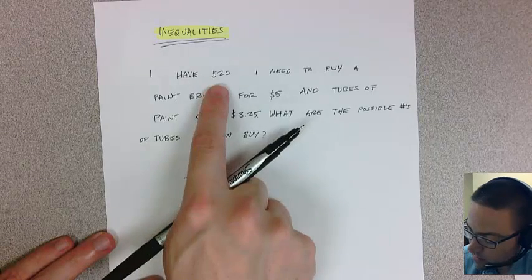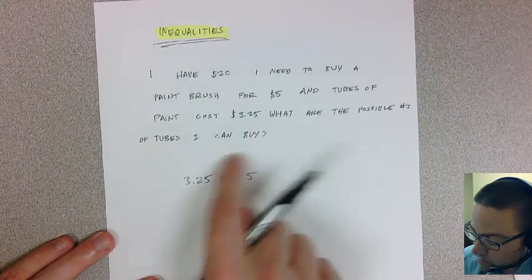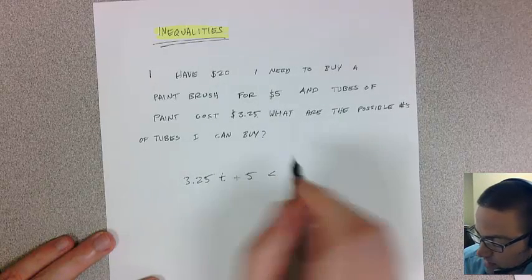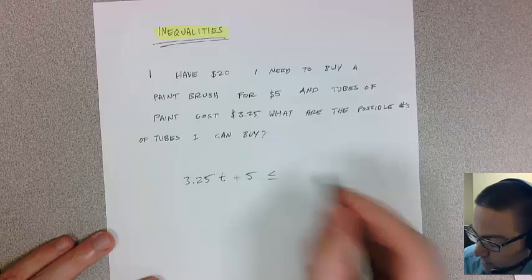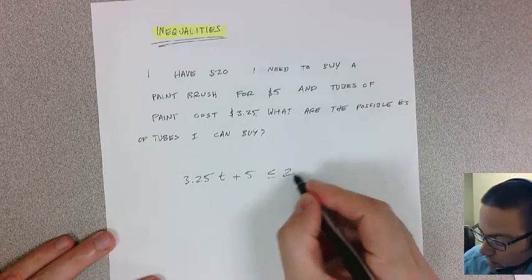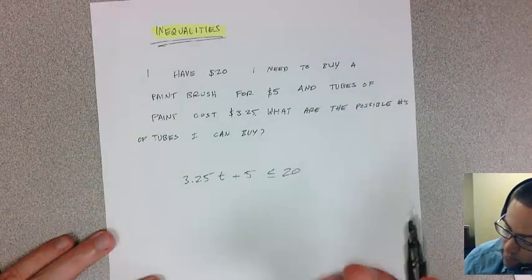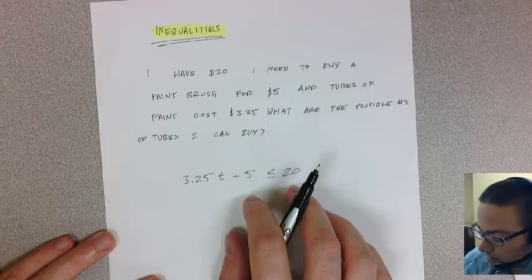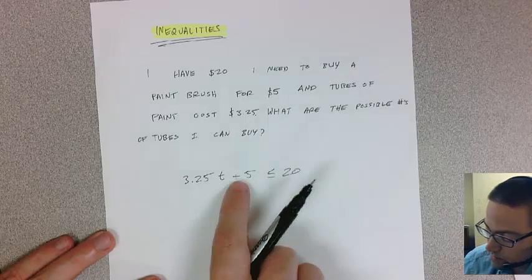So the most I can spend is $20. Whatever this value is, it has to be less than $20, or it could be equal to, if it was exactly $20. Let's say there's no tax or anything like that. So I have this inequality, and I would solve it just like I solve an equation.